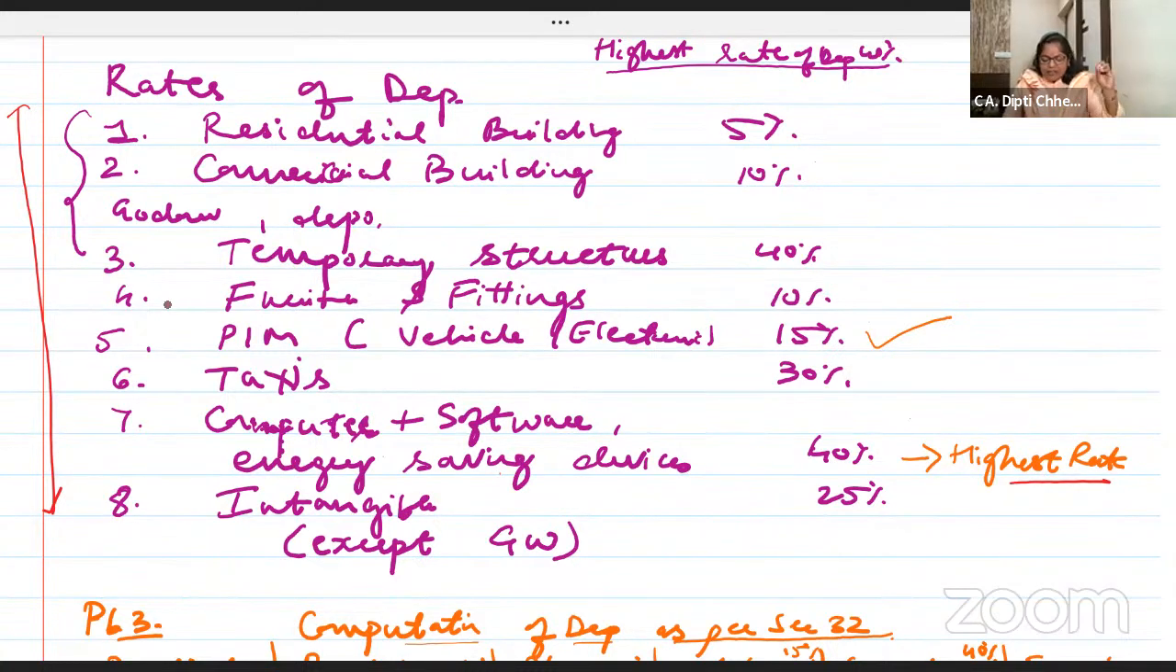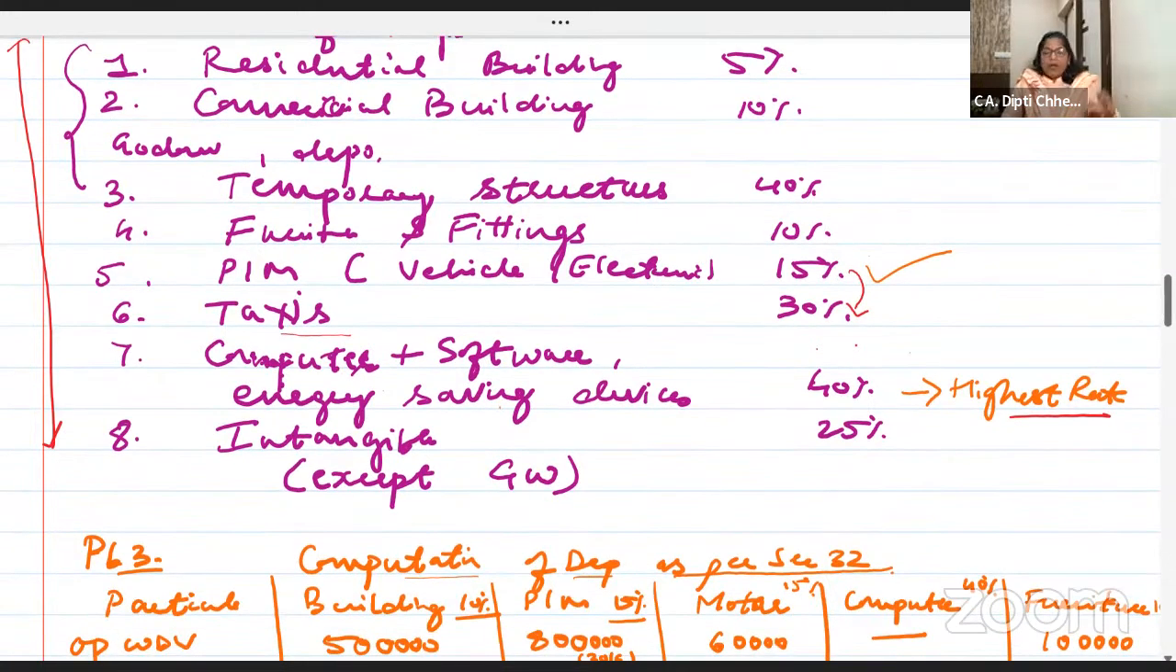Plant and machinery, 15%. Okay. Plant and machinery includes vehicles, cars, dumpers, diggers. But if you are using the vehicle as taxi, travelers, right? Then your usage is high. Double the rate, 30%. Now, computer related software, energy saving devices.